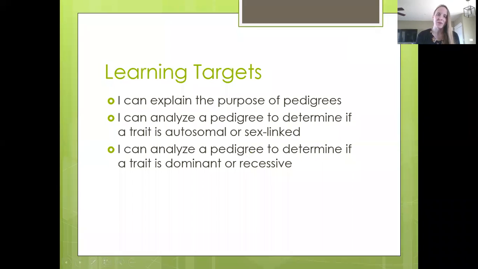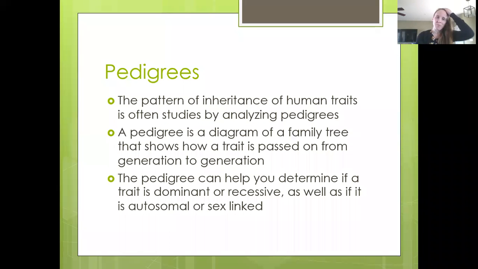Okay, so like I said, we're going to be going over pedigrees. We'll briefly talk about what the point of pedigrees are, but mostly we're going to be analyzing or reading pedigrees to figure out if we're dealing with sex-linked or autosomal traits, as well as to tell if the trait is dominant or recessive. So a pedigree is just the pattern of inheritance of human traits. Usually it's kind of like a family tree. So you'll start with the grandparents, and then it'll split off into all of their children and then their children's children and that kind of thing. And the point of analyzing pedigrees is to tell if a trait is dominant or recessive, autosomal or sex-linked.